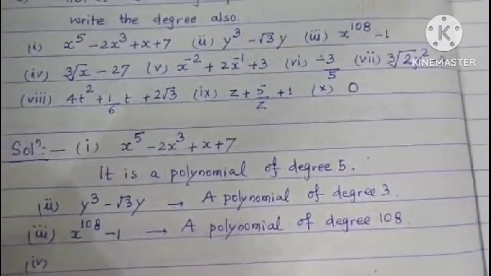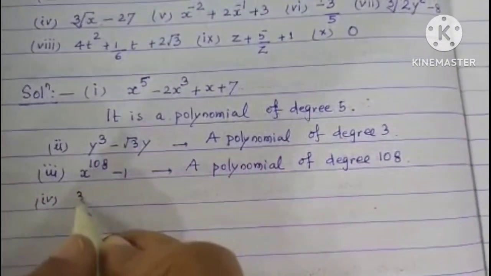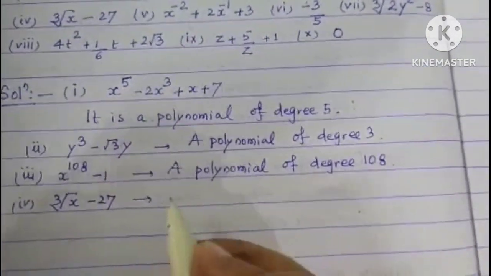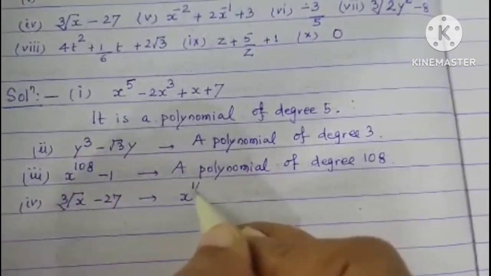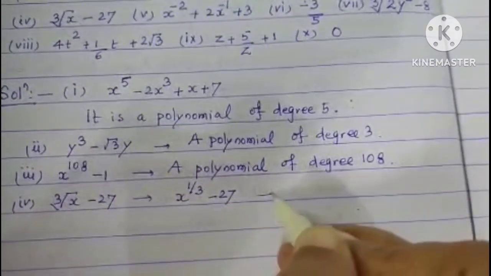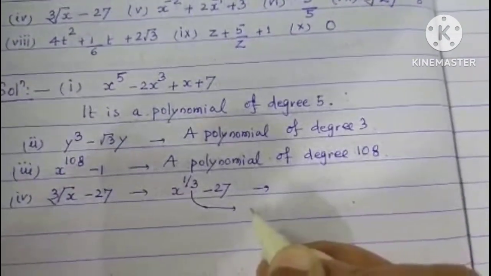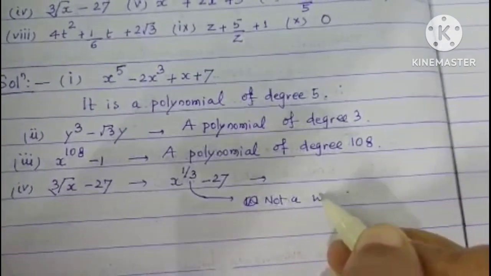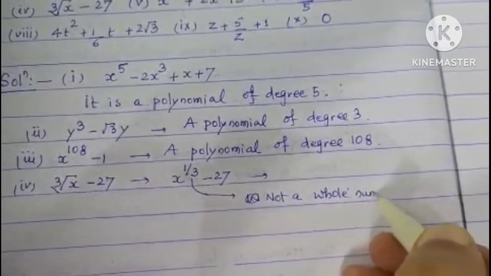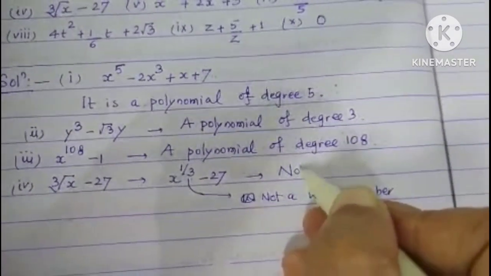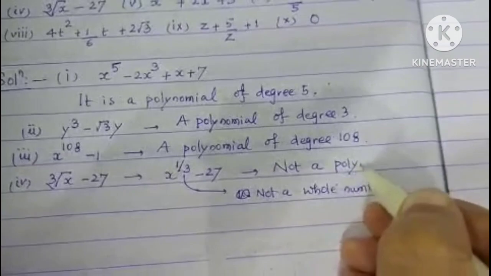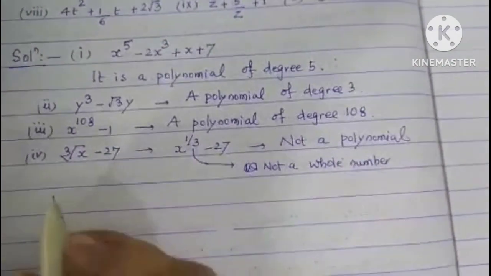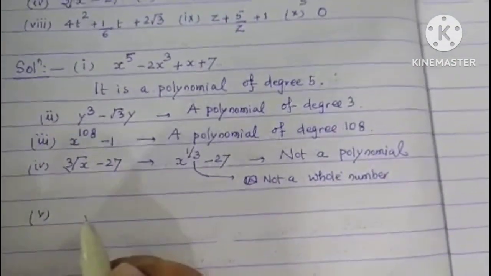Fourth one is cubic root of x minus 27. Now this is not a polynomial because you can write this as x to the power 1 by 3 minus 27. So this is not a whole number. So this will not be a polynomial. If it is not a polynomial, then no need to write the degree, or no degree at all.